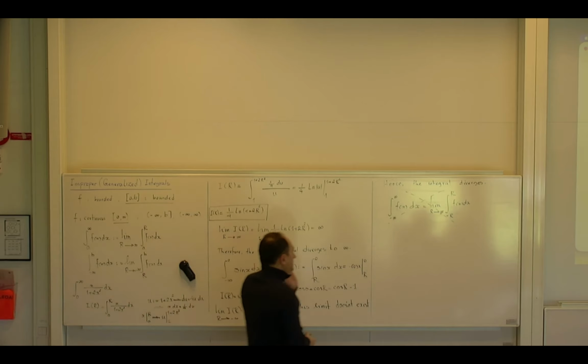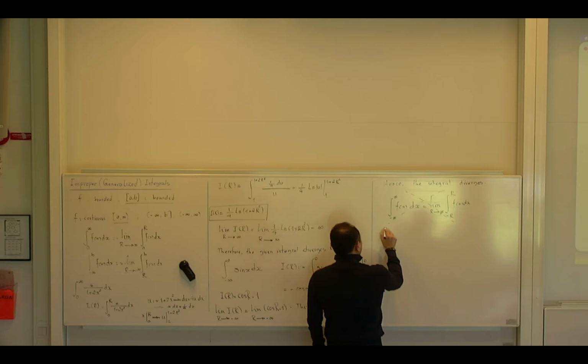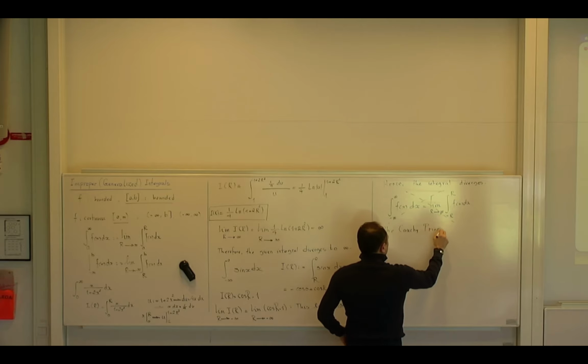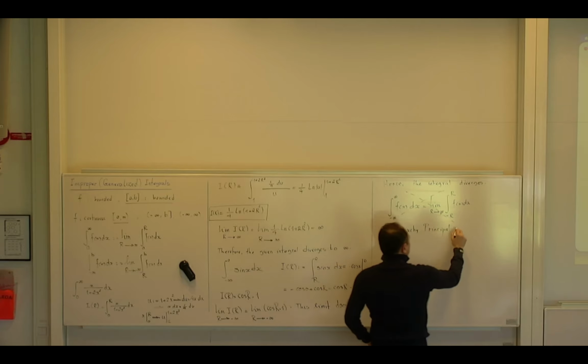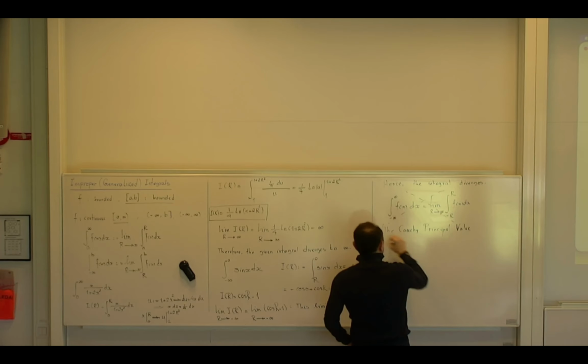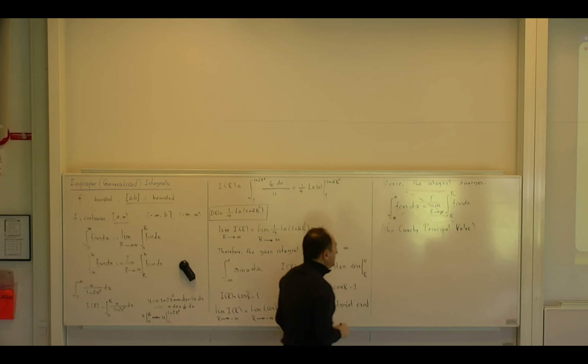This is called Cauchy principal value, if this number exists. We will talk about this a little bit later. But the definition is this.